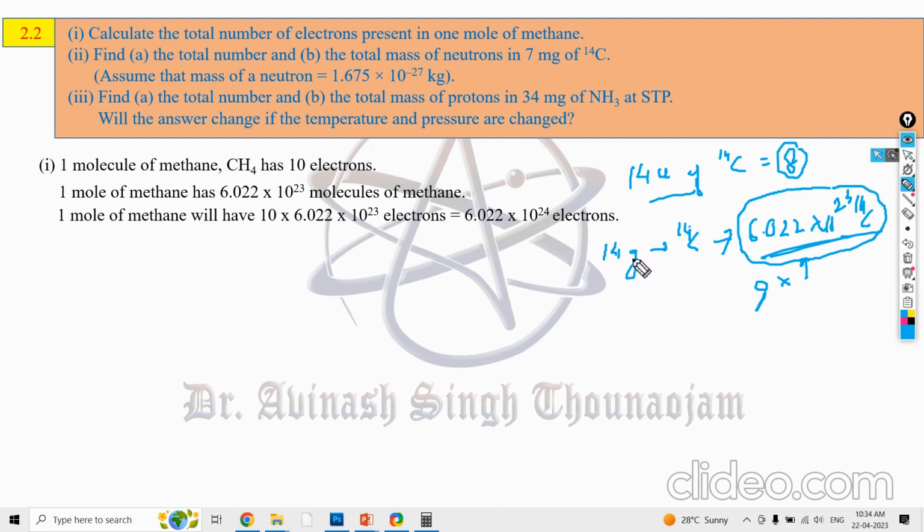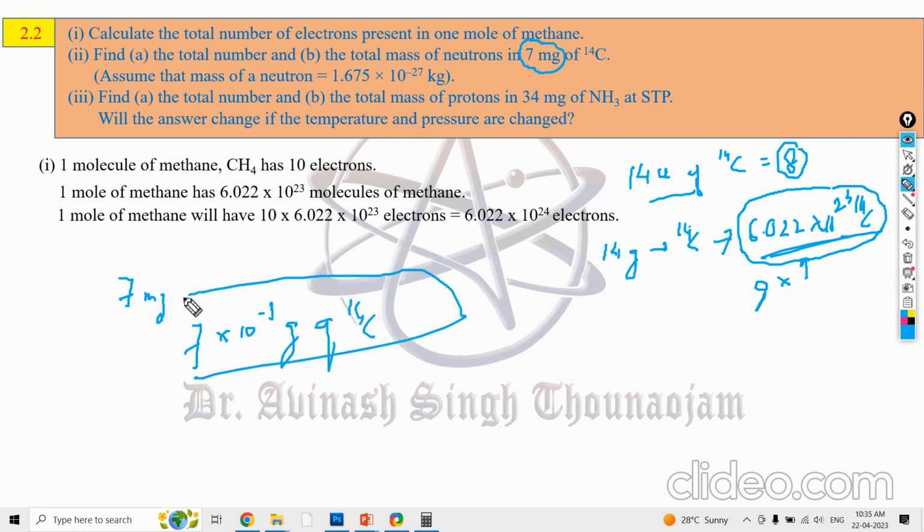14 grams of carbon 14 will have 8 times Avogadro number of neutrons. But the question does not say you have to take 14 grams, it says 7 milligrams, and milli means 10 raised to minus 3. So 7 milligrams is nothing but 7 into 10 raised to minus 3 grams of carbon 14.